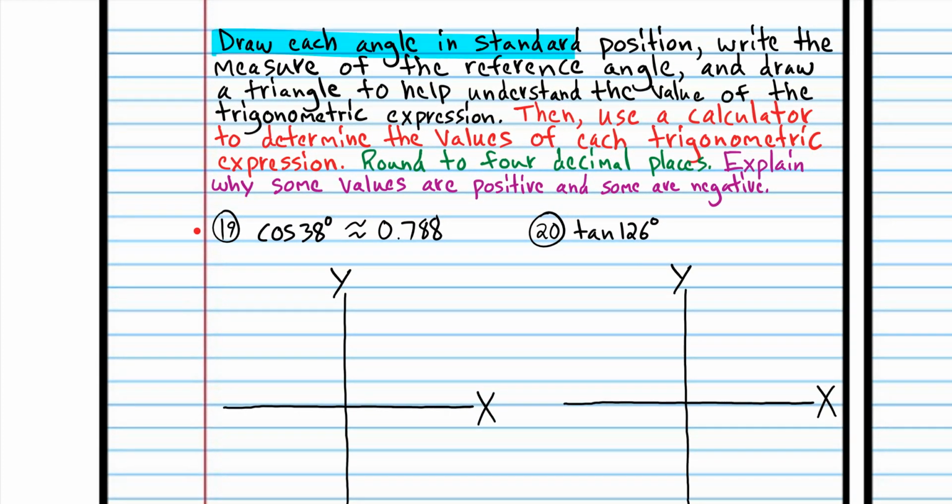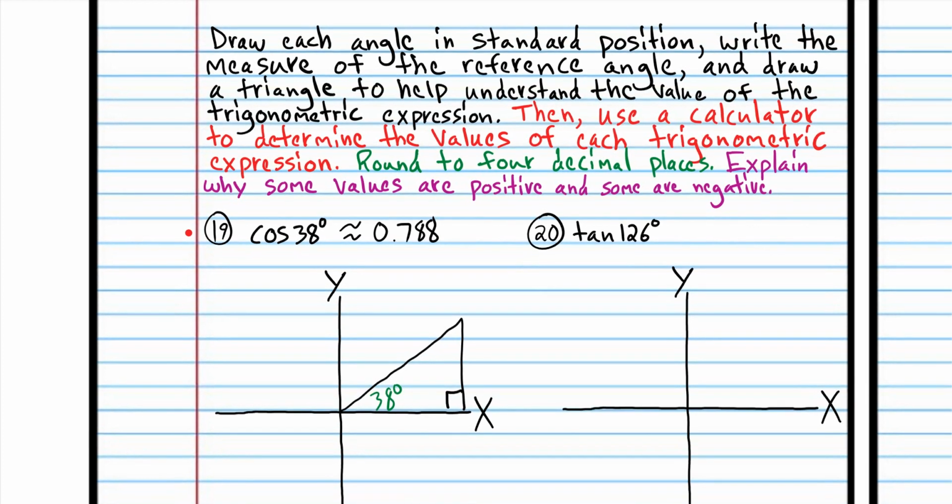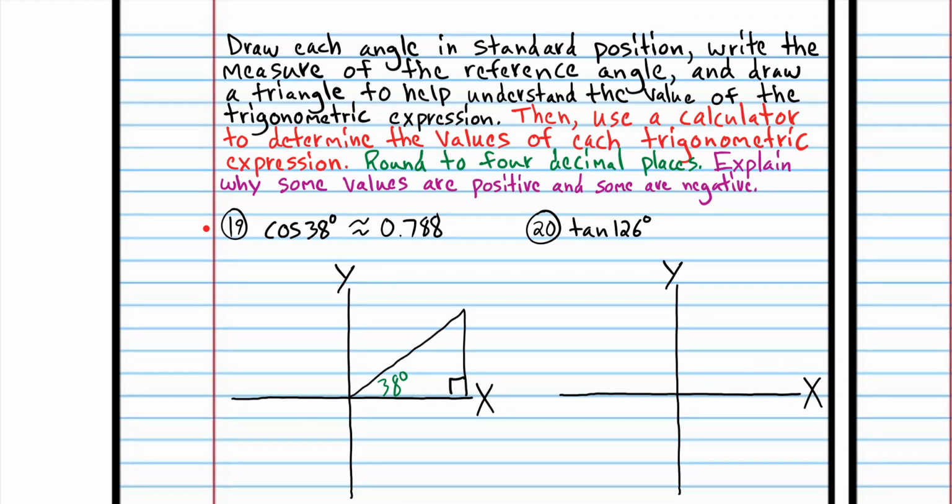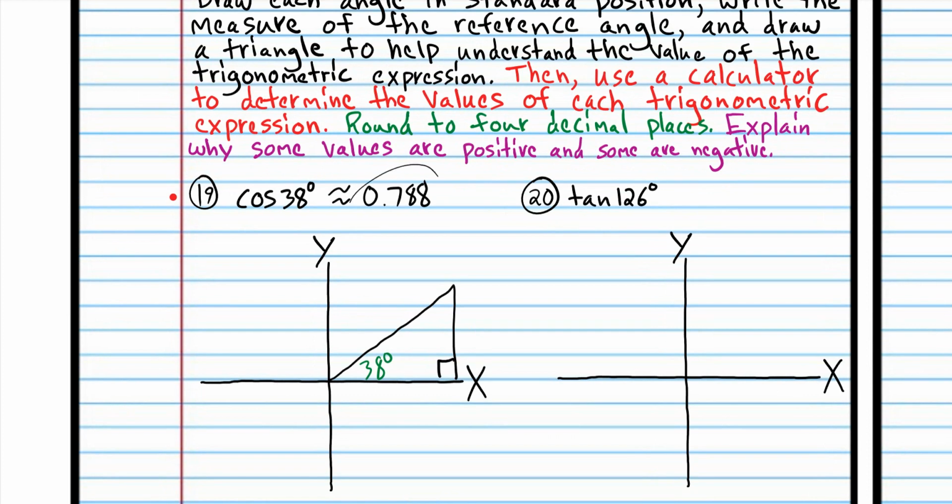And it tells us here to draw the angle in standard position and a triangle, so 38 degrees will be somewhere around there. Doesn't have to be perfect. So 38 degrees is the reference angle. And cosine, let's see. So this is a positive value, because cosine is the adjacent divided by the hypotenuse, and these two sides are both positive.